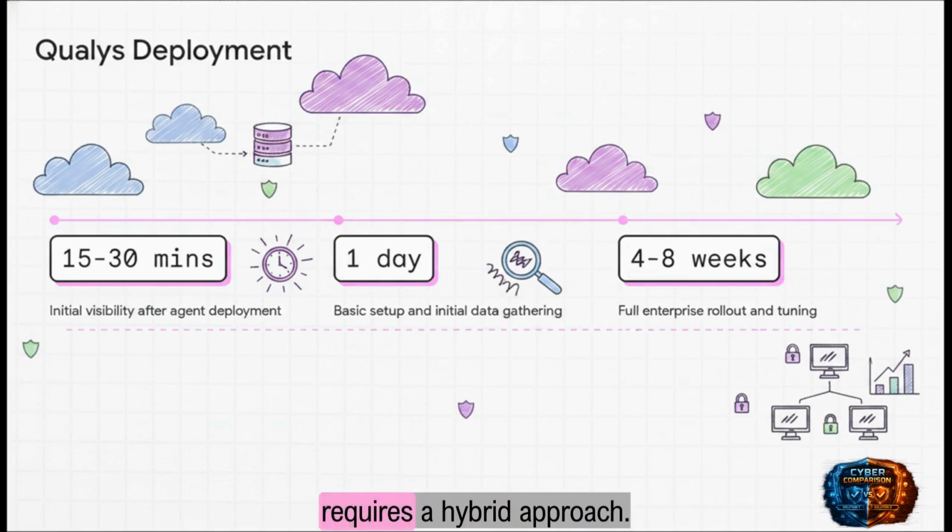Rapid7, however, requires a hybrid approach. You've got to deploy on-premise scan engines across your network segments. Because of that architectural requirement, a full mixed environment rollout with Rapid7 is realistically going to push your timeline to more like 6 to 12 weeks.